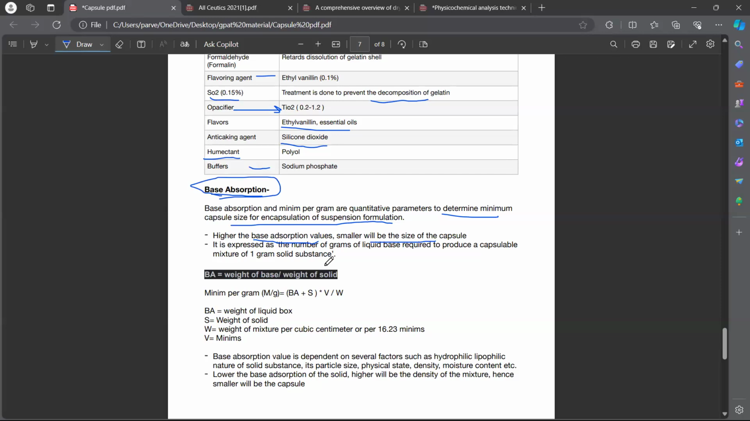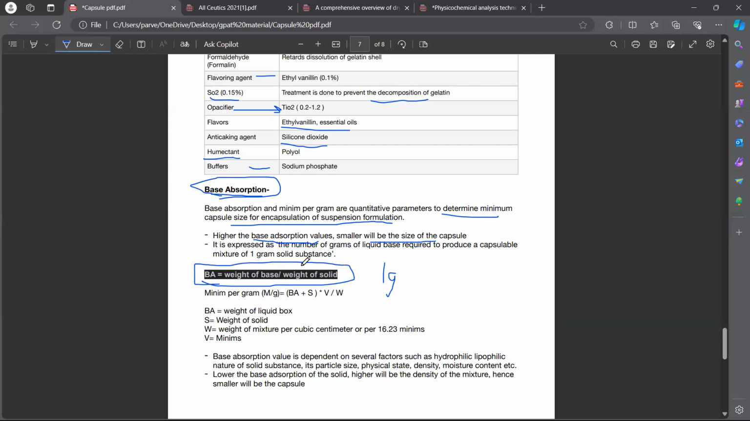So it is mentioned that the number of grams of liquid base that is required to produce a capsulable mixture when mixed with 1 gram of solid. For 1 gram of solid, how much liquid base is required so that it can be mixed with that solid to prepare a capsulable mixture. So generally the most important formula for the base adsorption is weight of the base by weight of the solid.